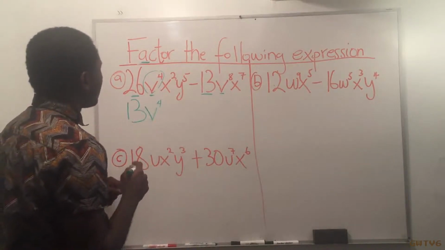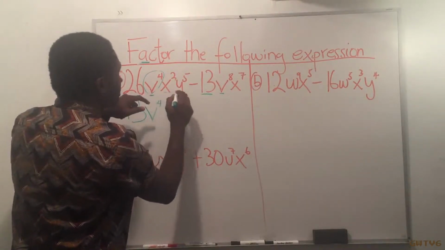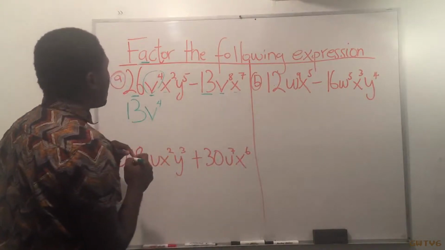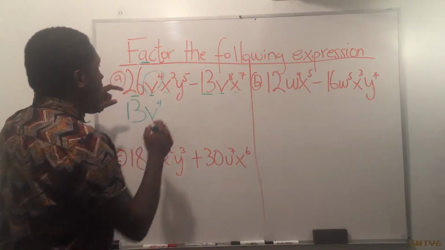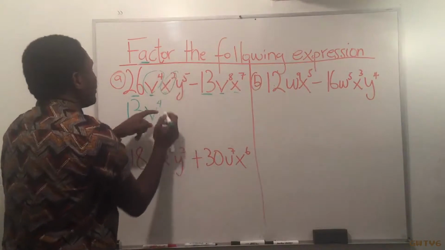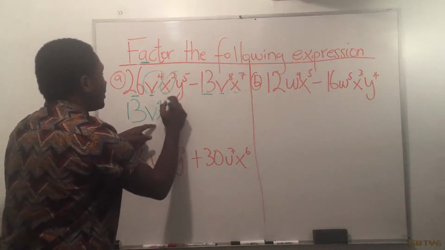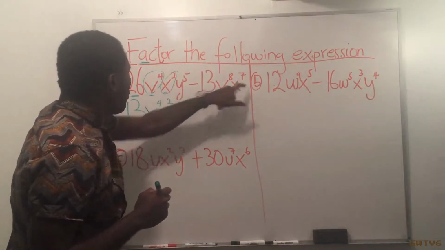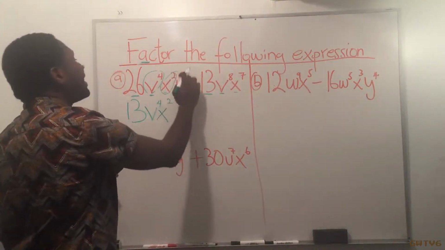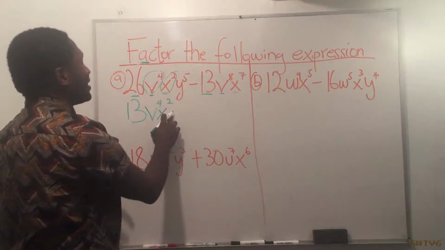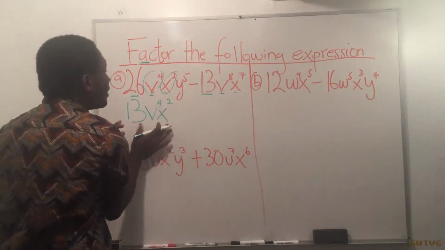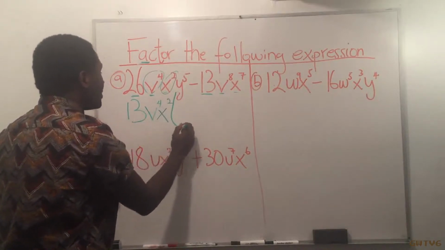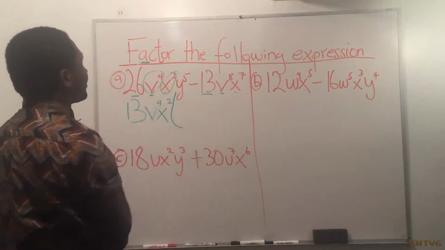And then what else is common? I have X on this side and I have X on that side. I pick the one with the lowest power, so I'm going to pick this one that will join that outside. So I have X squared out. I have Y here, but there's no Y on that side, so I cannot attach the Y to this. So I'm done. This will be outside the parentheses right there.